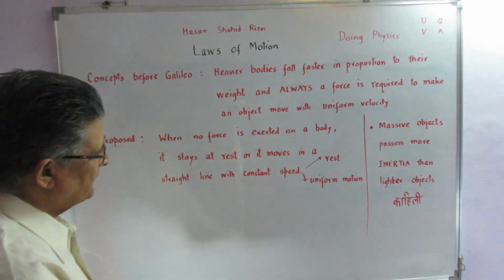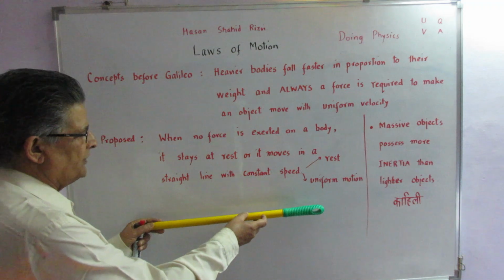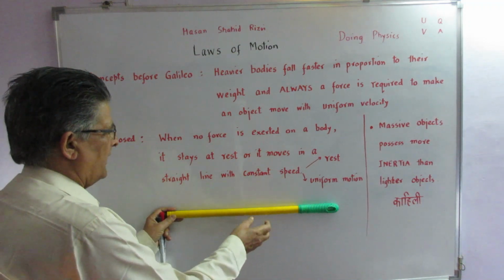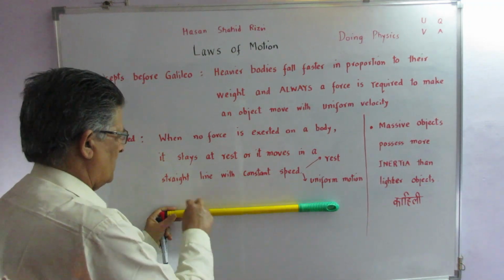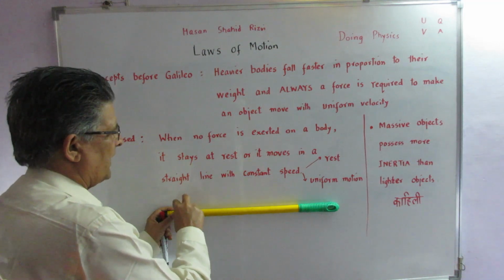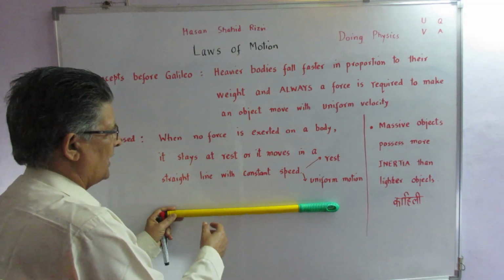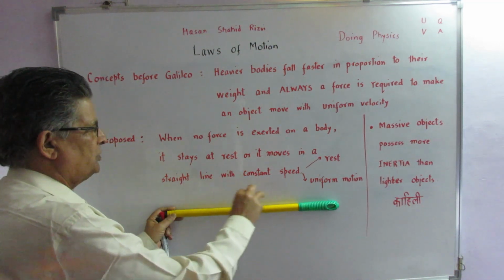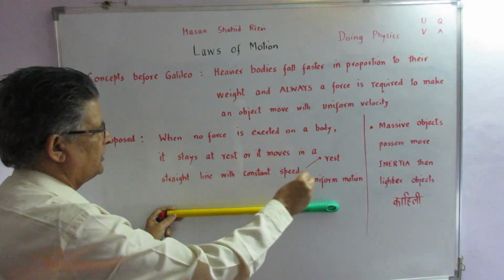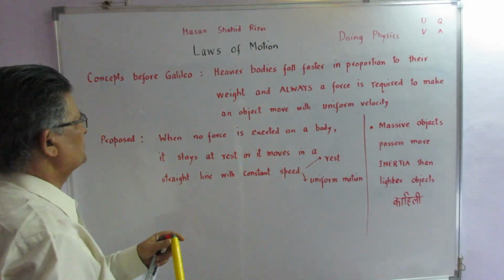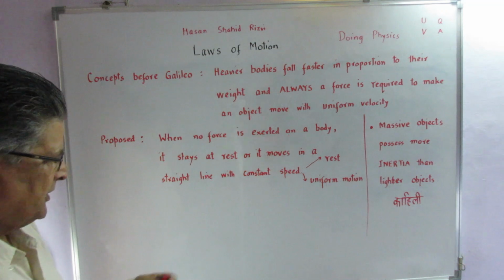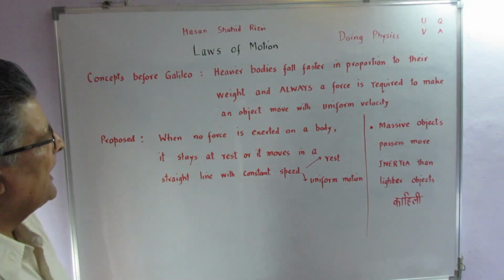So you find that if a body is moving in a motion and it has been given a velocity in this direction, and even if there is no force, the body will continue moving like that. This was one of the experiments that was discussed by Galileo.